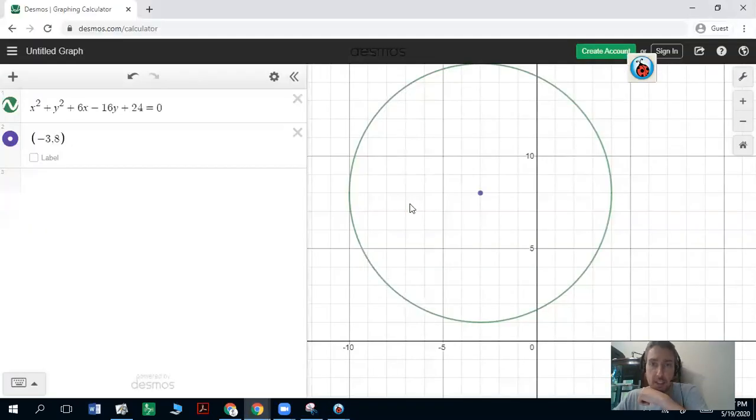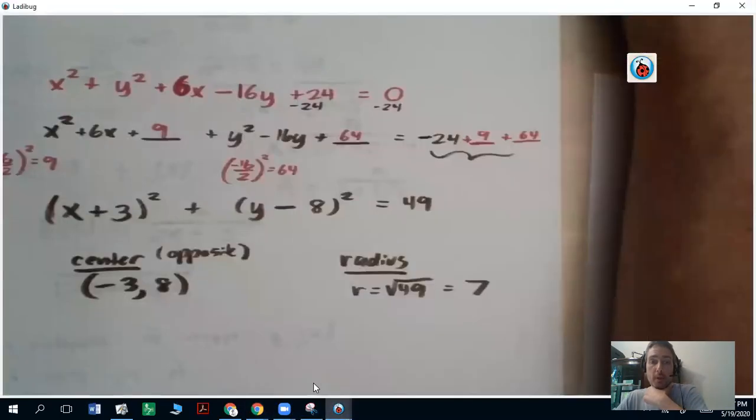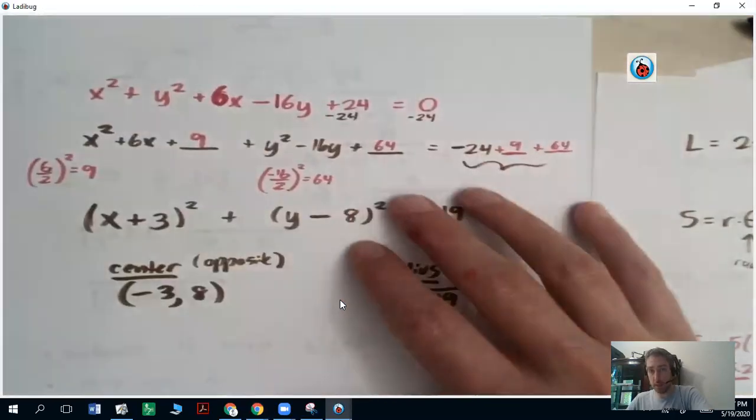Now, for the radius, you just got to count out. So from that point, I can go 1, 2, 3, 4, 5, 6, 7. And that length from the center to the edge of the circle, no matter if I go left, right, up or down, should give me 7. So that radius is also 7. So you can get it from a graph, or you can do it by hand using completing the square.